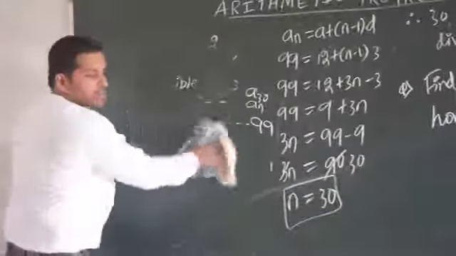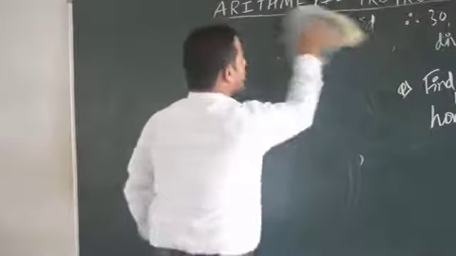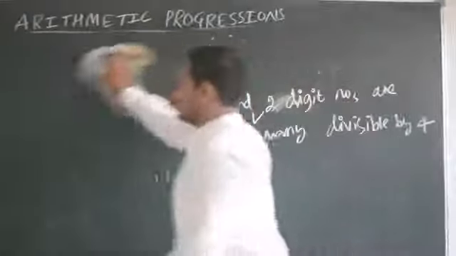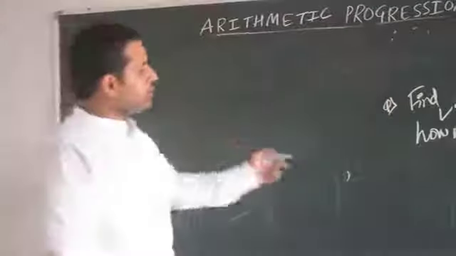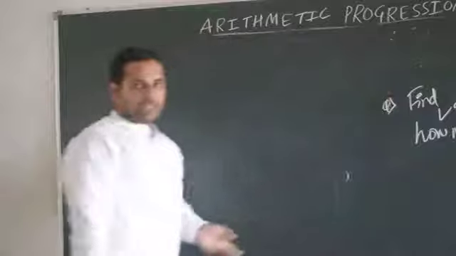Already I have given you all the inputs, how to find the nth term and how to find the number of terms. Try to calculate that. Okay, fine. Look at the question. What is the question? Find how many two-digit numbers are divisible by 4.